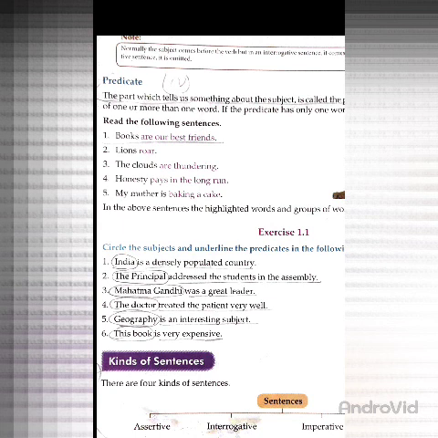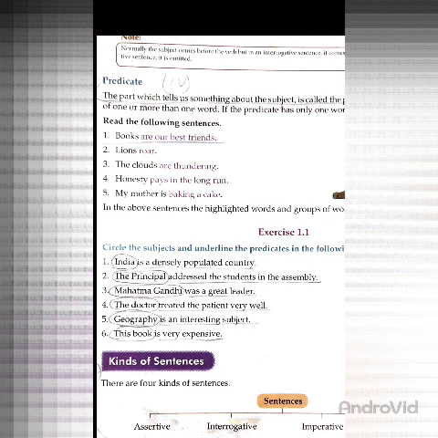So in all these 5 sentences, let's see. Number 1, books are our best friends. What are we talking about? We are talking about books, right? So books will be the subject, as we already know. And the predicate is something which tells us about the subject. So what is telling us about the subject? Are our best friends. वो डिस्क्राइब कर रहा है बुक्स को, that is why that is the predicate.